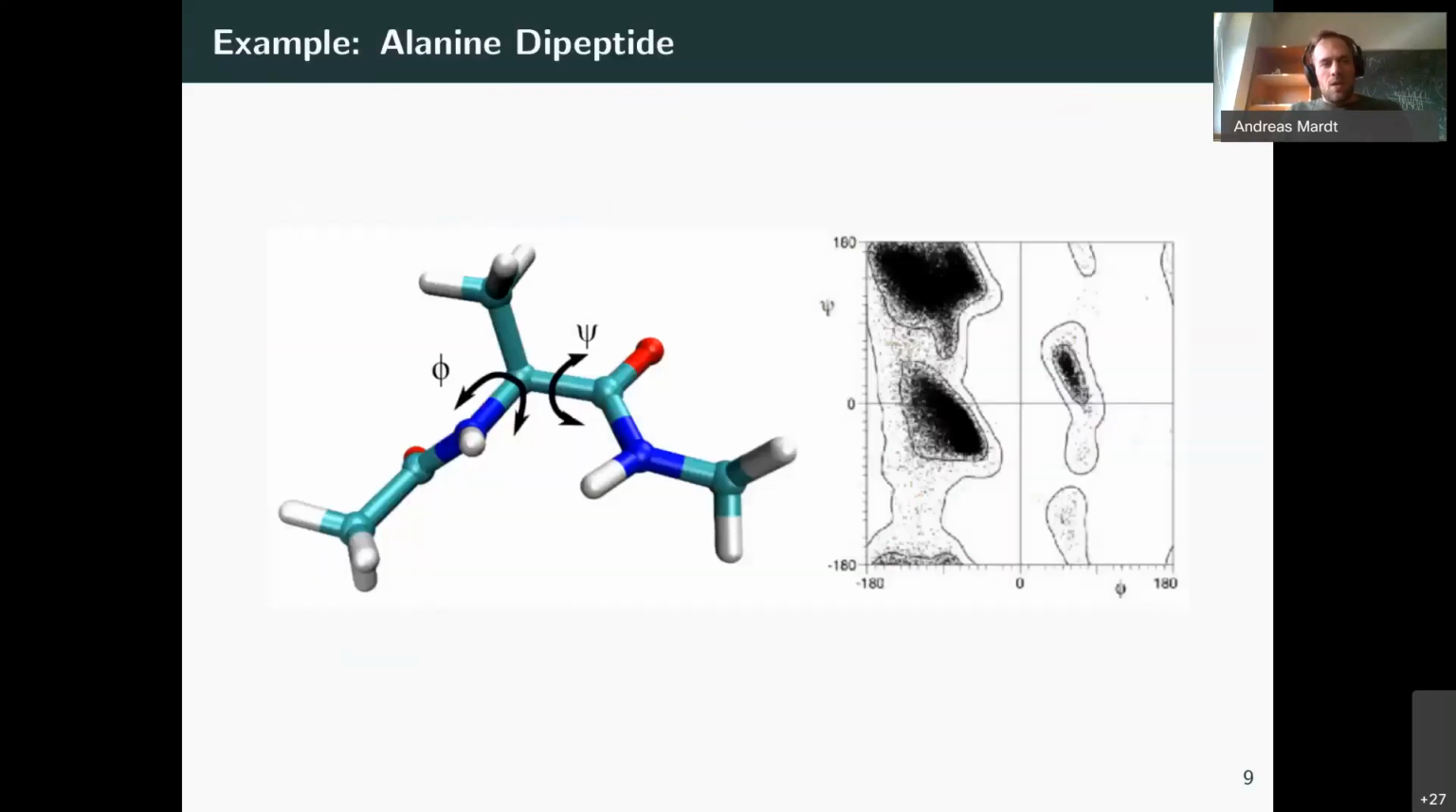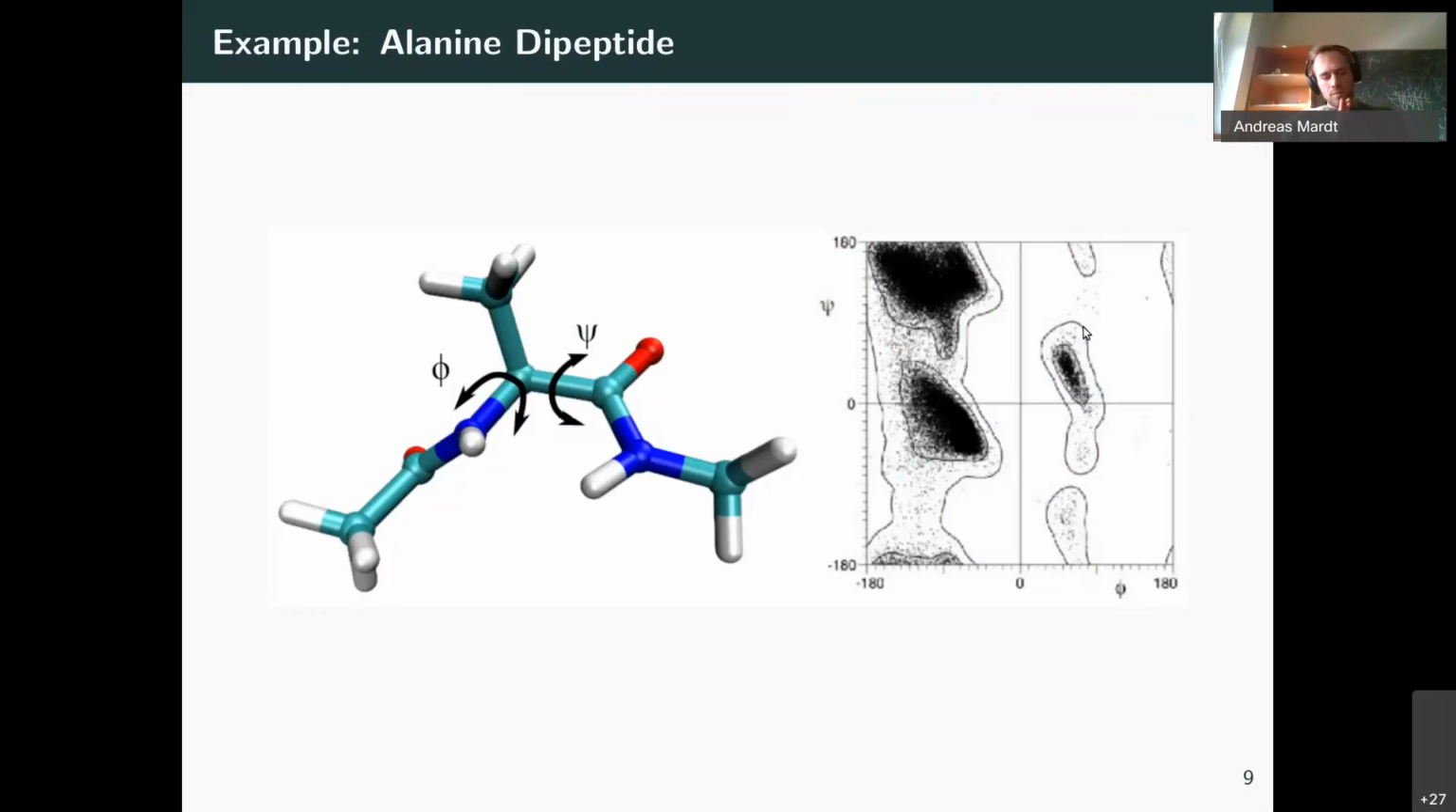Okay. So you've seen this, I guess, already a lot these last days, but I'll quickly go over it. This is alanine dipeptide. All the interesting stuff happens in phi and psi. You can see here the energy landscape, which tells you: here is a metastable state, here is a metastable state, and then this one.